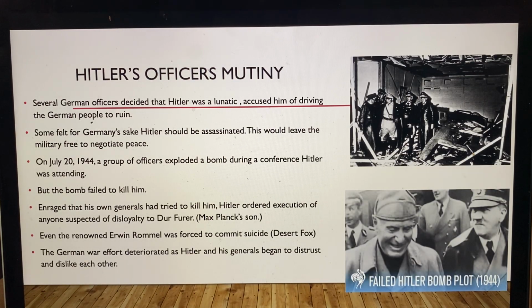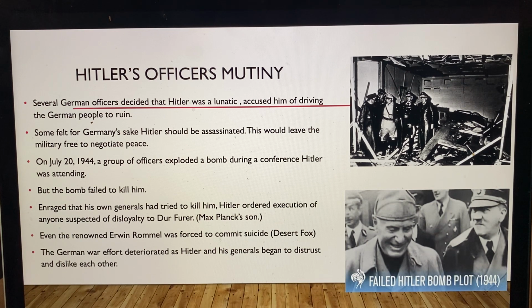Hitler's officers mutiny. Oh wow. So Hitler's officers were thinking, what is he doing now? And they were afraid they were going to lose here. So several German officers decided that Hitler was a lunatic, that he was crazy. He wanted to control the whole world. And so they accused him of driving the German people to ruin, that Hitler would keep going and keep fighting and have his people fighting and fighting to the end until they were totally ruined.